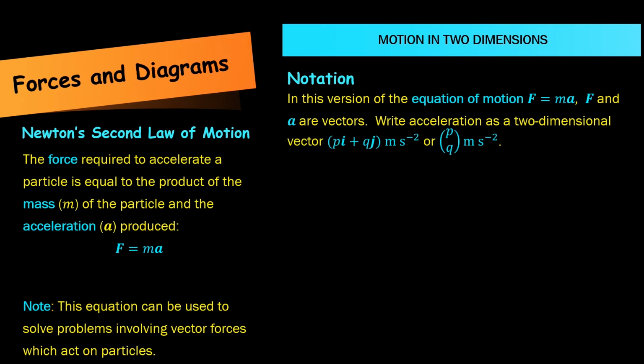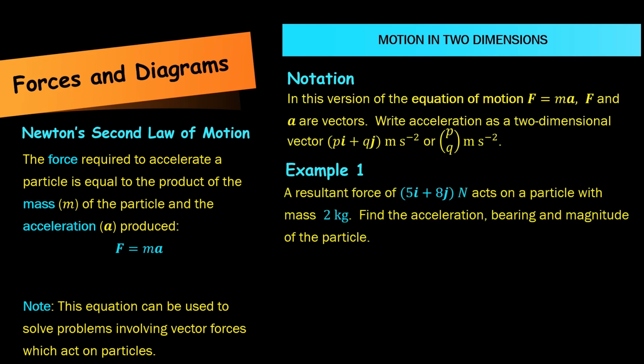Let's now take a look at some notation. In this version of the equation of motion, F equals ma, F and a are vectors. We write the acceleration as a 2-dimensional vector, pi plus qj meters per second squared, or (p, q) meters per second squared, as shown.